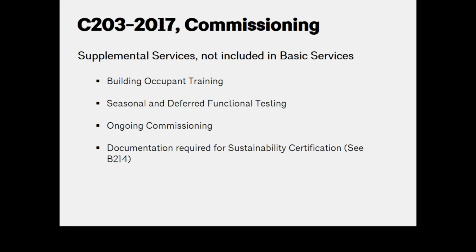I also should point out that C-203 does not include as basic services occupant training. It's going to be including training for operations and maintenance personnel, but not for the building occupants themselves. It doesn't include things like ongoing commissioning or seasonal and deferred functional testing. Those are all things that can be very important to the commissioning process, but they are not included in the basic service of the commissioning provider. If the commissioning provider is going to do those kinds of things, you'll need to add them on as additional or supplemental services.